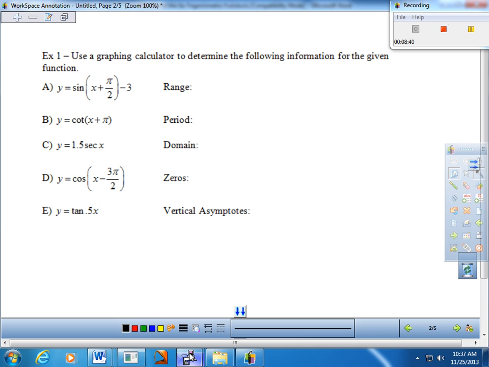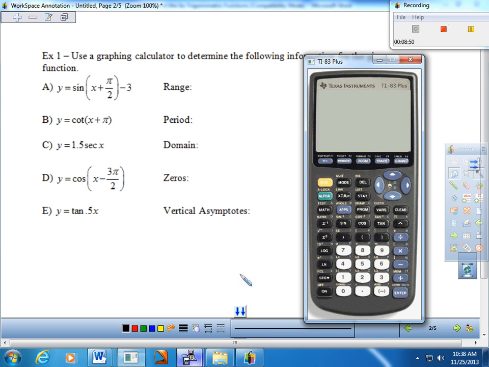All right, so let's try it. 5 parts, no big deal here. Let's graph them and see if we can come up with the appropriate characteristic. Here we go. So first one is sine. I have x plus pi divided by 2. Again, it'd be great if you typed it in as well. Close it, and then -3. Hopefully our ZTrig window will suffice for all these. That one's close, but it's good enough. All right, range it is. That's the only characteristic I'm looking for here. We want the range of this function.